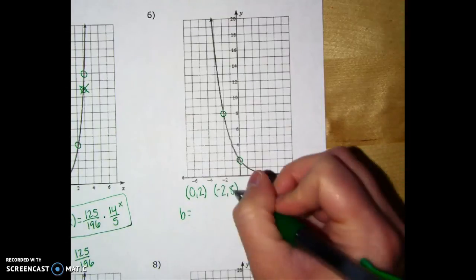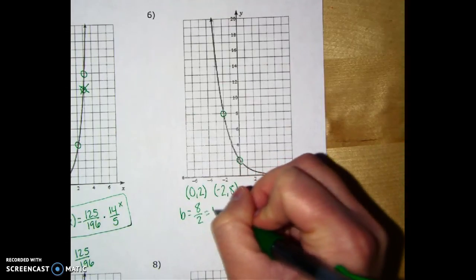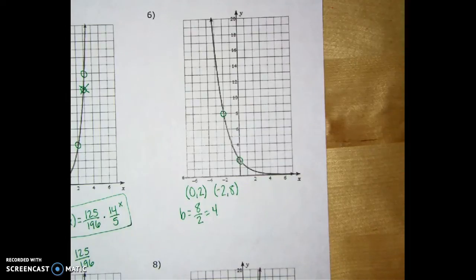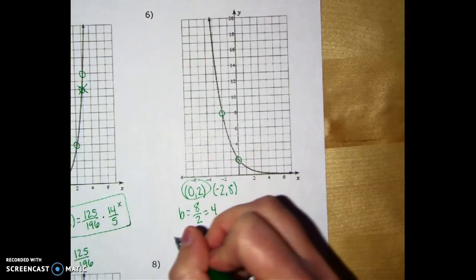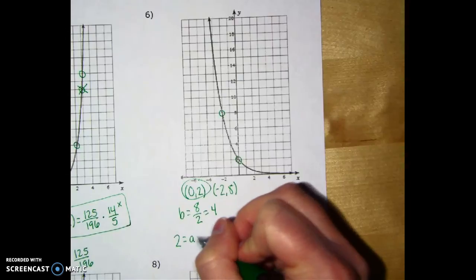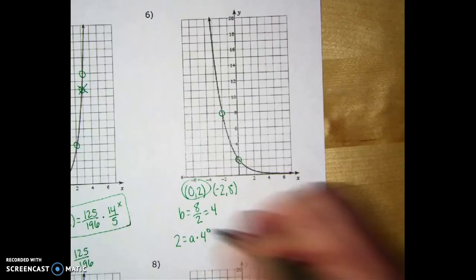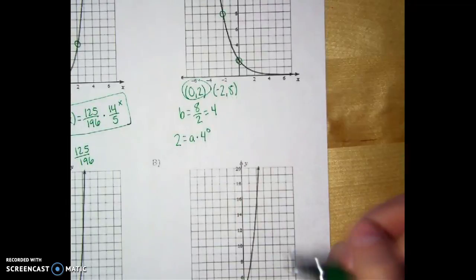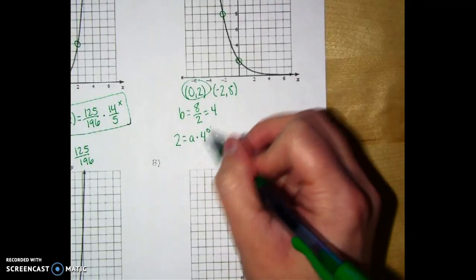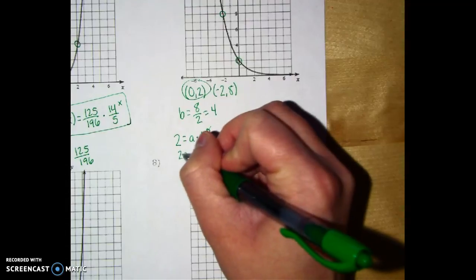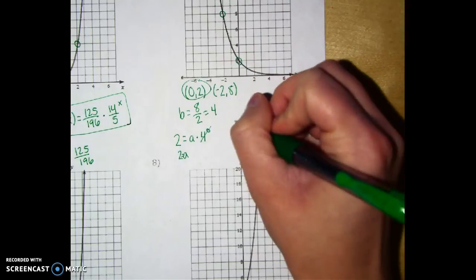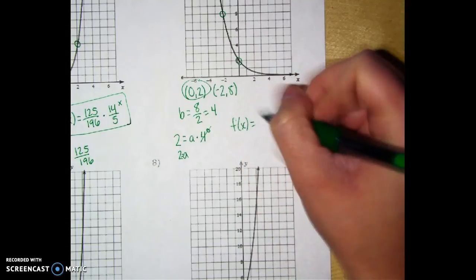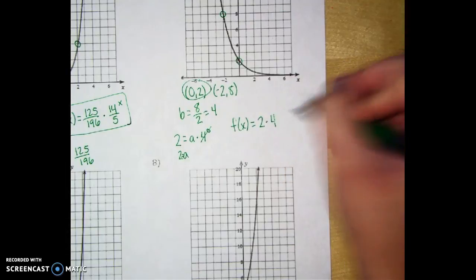Okay, for B, that's going to be 8 over 2, which is 4. And then I'm going to substitute. So using that point, it's 2 equals A times 4 to the 0 power. 4 to the 0 power is just 1, so that's gone. That means A equals 2. Sorry, there's an equal sign between them. So my equation is f of x equals 2 times 4 to the x power.